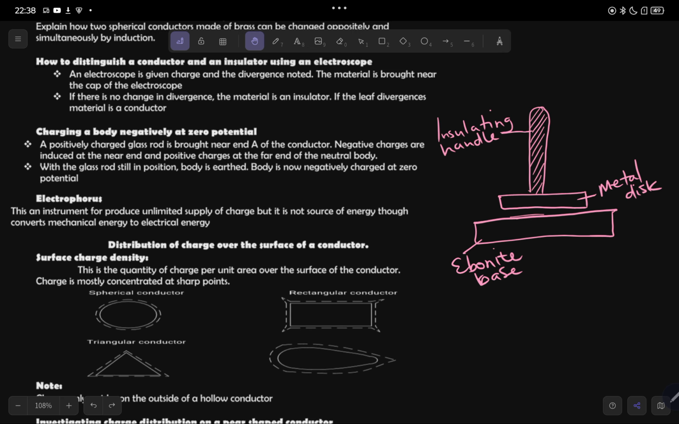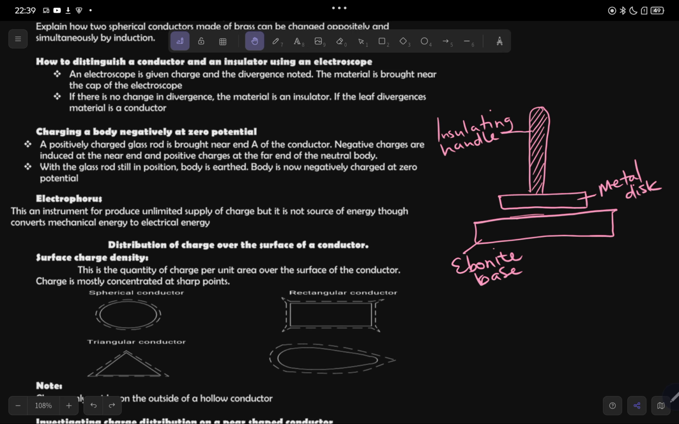Now, we're still holding the inducing charge in place, that is the positive glass rod. Our conductor is earthed. You earth it, or you simply touch it momentarily. Then afterwards, you break the earthing while still holding our inducing rod in place, and therefore our object is said to be charged negatively at zero potential.